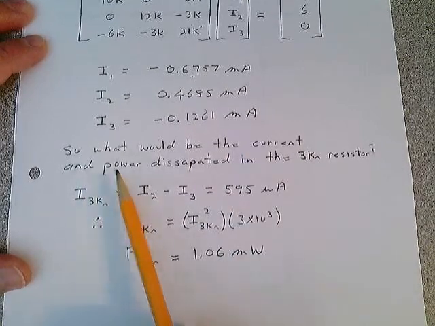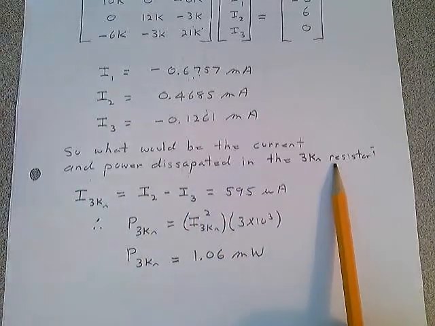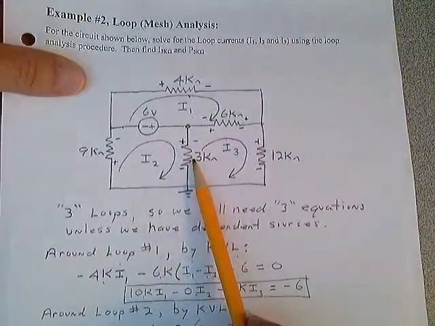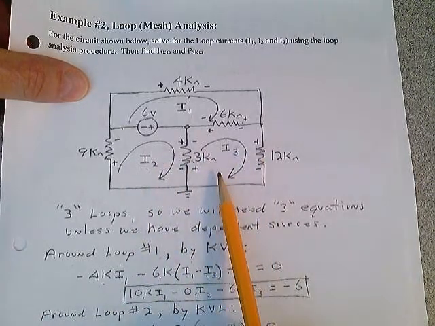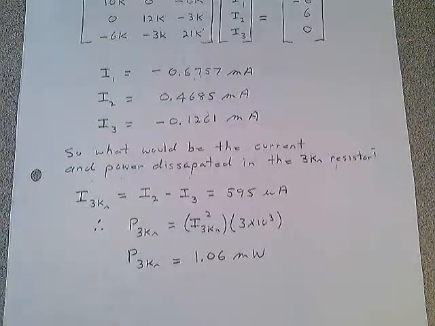What would be the current and power dissipated in that 3K ohm resistor? I want to know what the power dissipated is in this resistor. Well, you have to take a look to see which current is larger, and it wins the direction, and the other one's in the opposite direction.